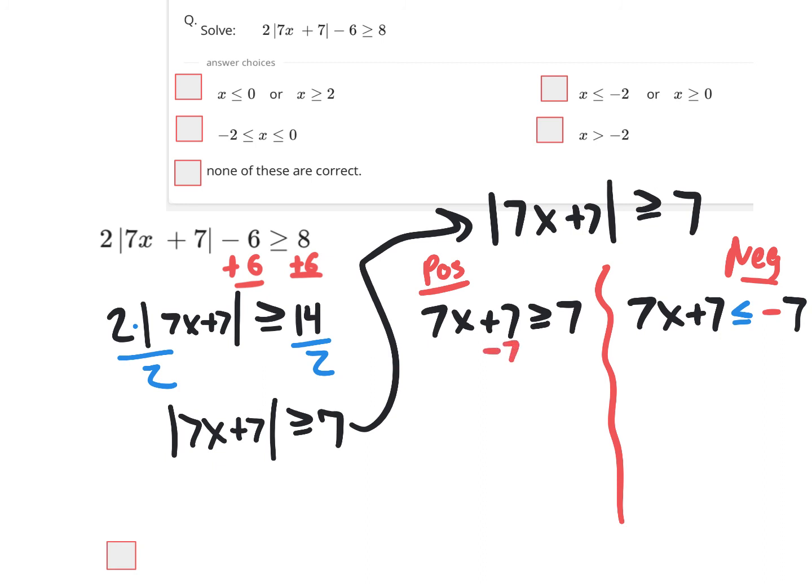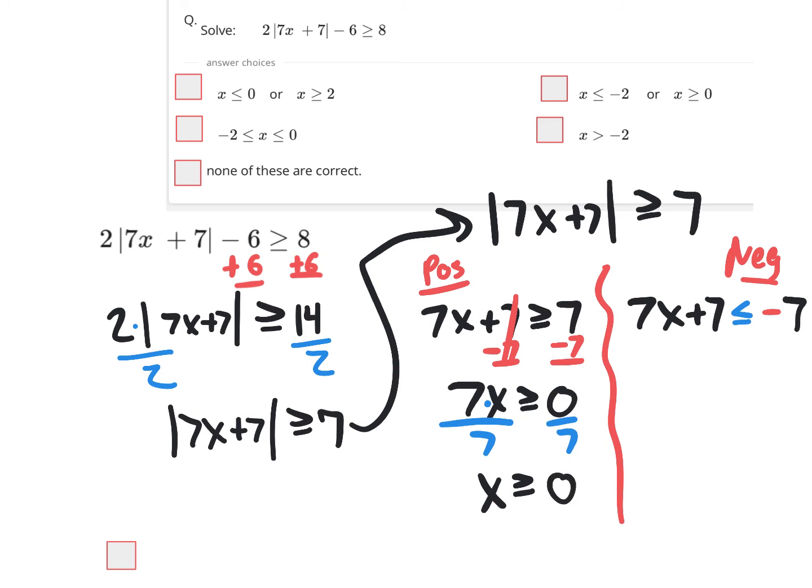We have -7 minus 7. This cancels out. We end up with 7x is greater than or equal to 0. A lot of people freak out with that. Don't. 0 is a number. What this really says is 7 times x is greater than or equal to 0. So let's get rid of that multiplication of 7 by dividing by 7. What I do to one side, I do to the other. I'm going to end up with x is greater than or equal to 0 divided by 7 is still 0. Okay, so that's one possible answer there.